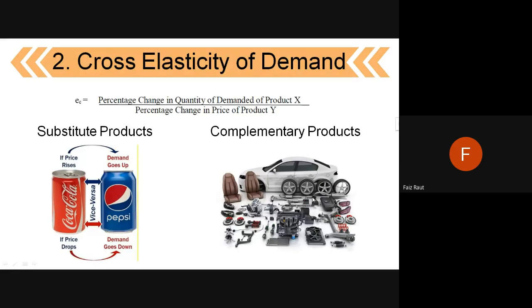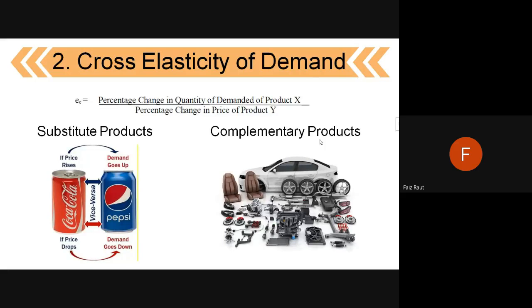When you don't have any numerical, but when you try to solve it, you will get a negative answer for a substitute product and a positive answer for a complementary product. Something you will get like that when you try to solve it. Okay, so that's done.